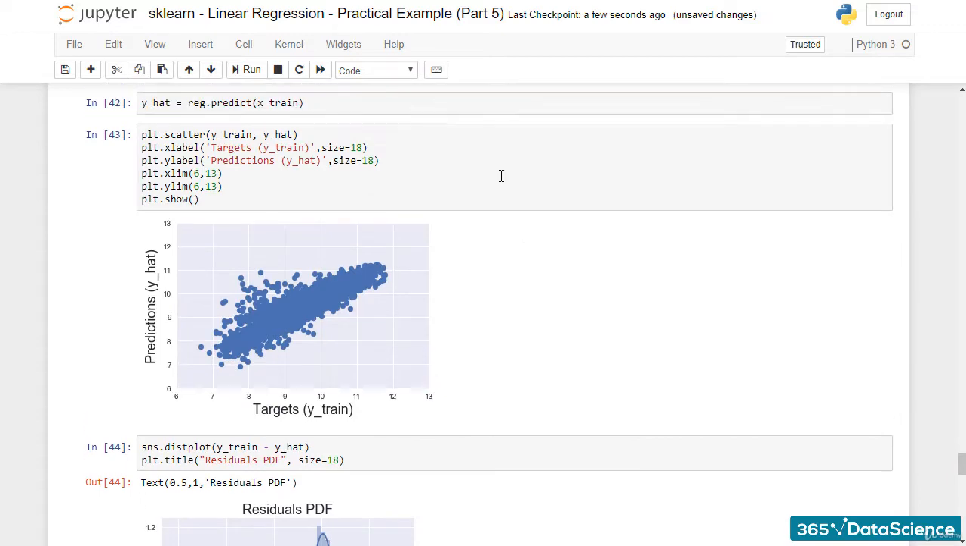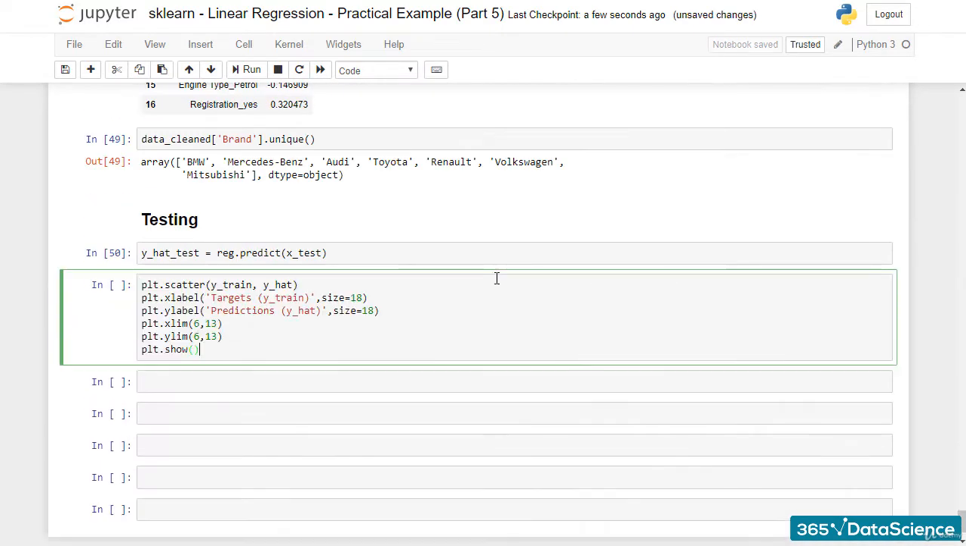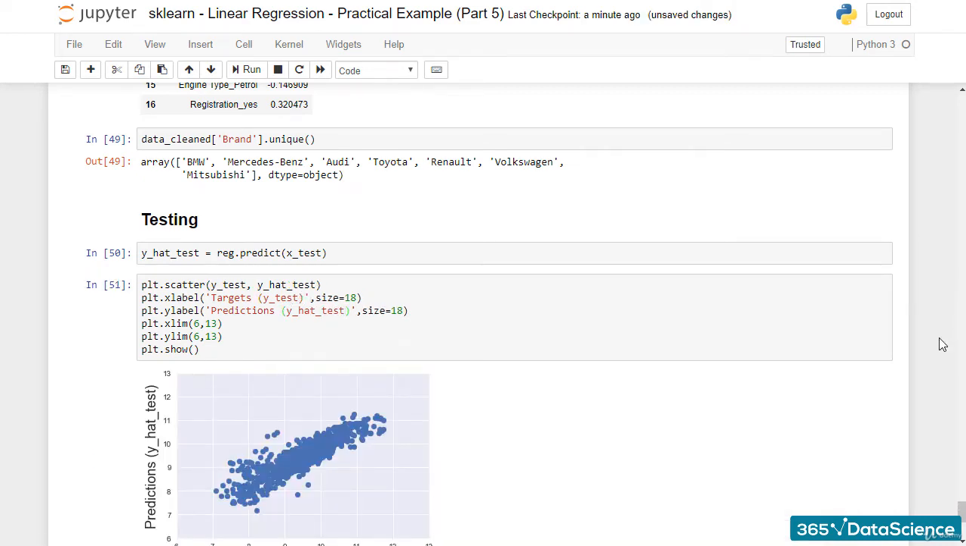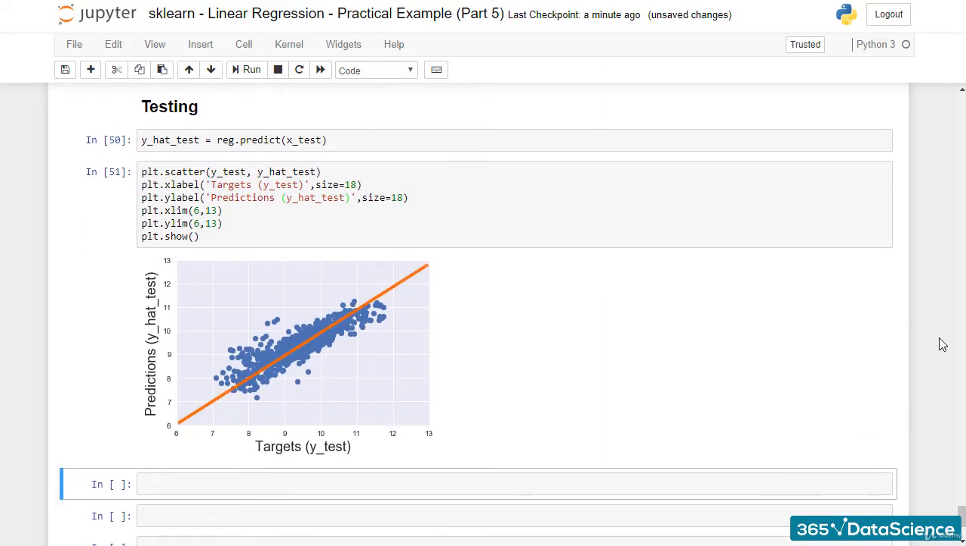Next, let's plot the test targets against the predicted targets and see if they resemble a 45-degree line. Wow, it looks quite decent, doesn't it? But there's even more to this plot than we see at first glance. Let's take a better look.